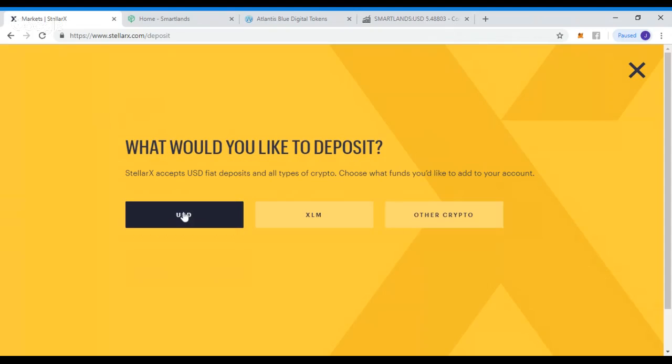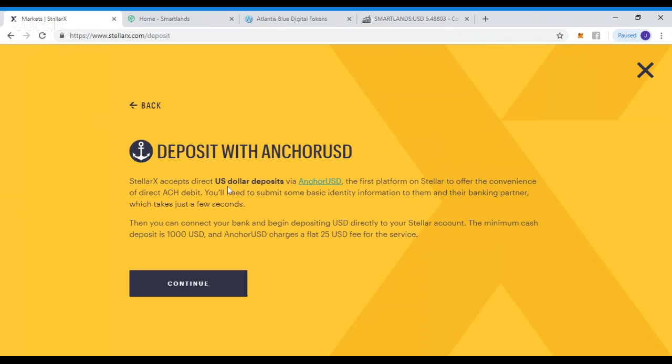Now with the USD, StellarX accepts direct US dollar deposits via Anchor USD, the first platform on Stellar to offer the convenience of direct ACH debit. You'll need to submit some basic identity information to them and their banking partner, which takes just a few seconds. Then you can connect your bank and begin depositing USD directly to your Stellar account. The minimum cash deposit is 1,000 USD. Now, this is where a lot of people get caught up because they're like, damn, I got to put 1,000. Yes. Minimum cash deposit is 1,000 USD.